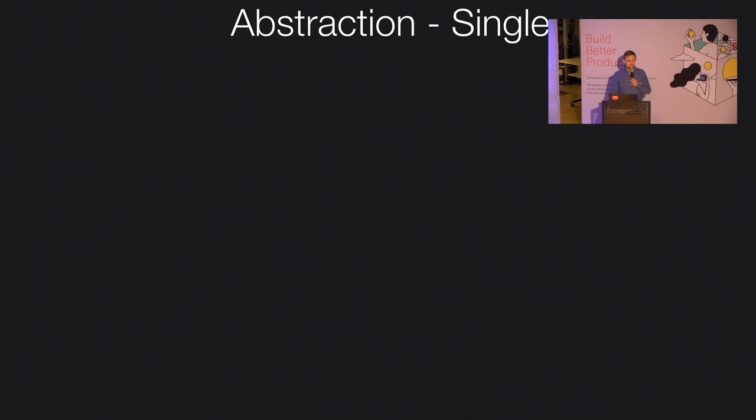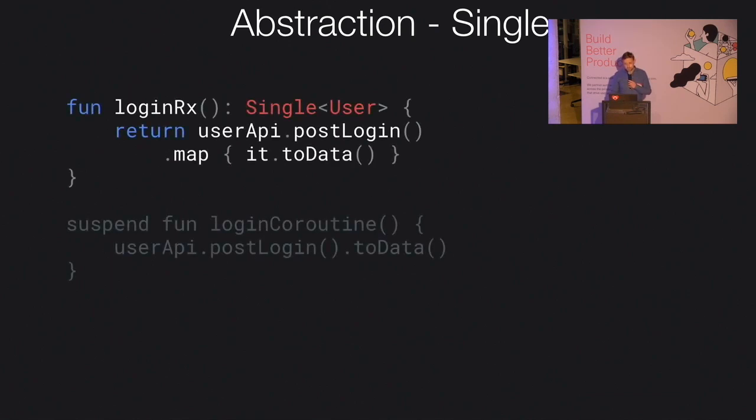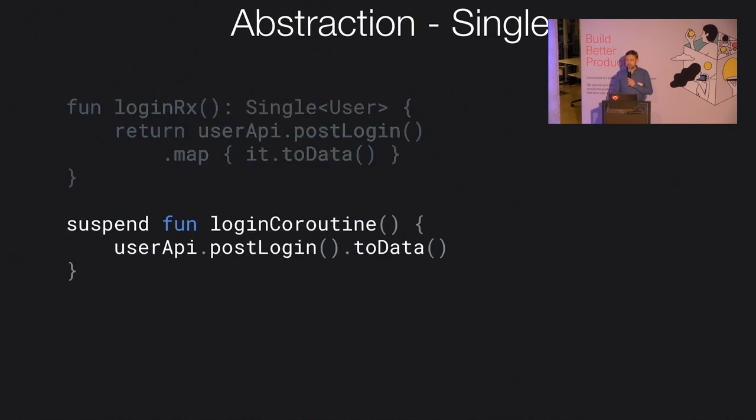The first thing is Single, which is a concept in Rx for when you're only returning one single value. For example, we're having a login here with this user API, which is probably something in Retrofit. Then we're mapping it to our data model from some kind of JSON object. Everything's well and fine. If you want to do that without Rx, you don't need any special syntax. You just make a suspend function and you're done. And instead of mapping it in a callback, you can do the conversion right there inline.